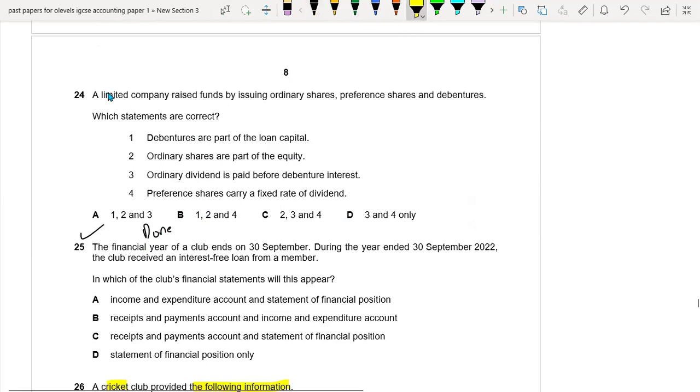24. A limited company raised funds by issuing ordinary shares, preference shares, and debentures. Which statements are correct? The first one is that debentures are part of the loan capital. Yes, this is right. Ordinary shares are part of the equity. This is also right. Ordinary dividend is paid before debenture interest. No, first of all, we have to pay debenture interest, and after that, we will pay the dividend. Preference shares carry a fixed rate of dividend. Yes, this is right. So 1, 2, and 4. This is right.